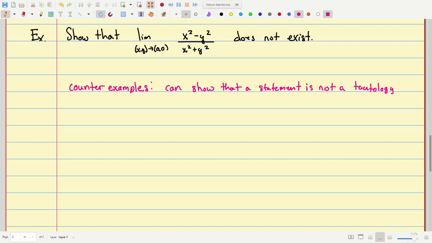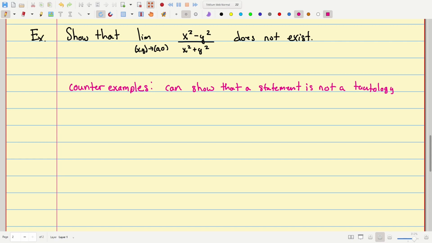Or in this case, if we want a limit to be a particular value, we can show that it is not equal to that because we have the condition that says that all of our paths have to result in the same value for the limit. So if we can find a path or a pair of paths that give differing values, then that is sufficient as a counterexample to show that the limit does not exist because not all possible limits agree.